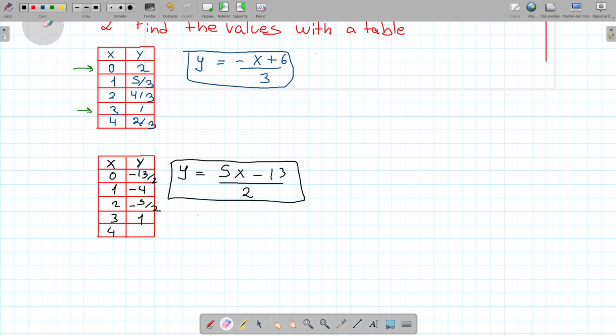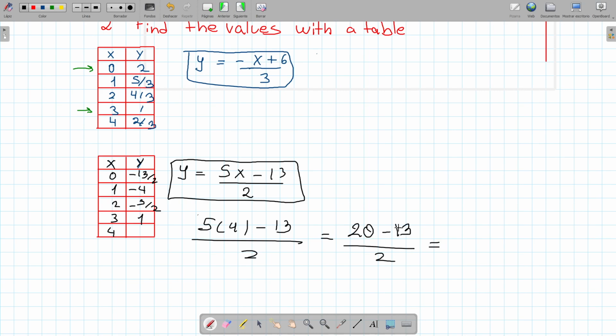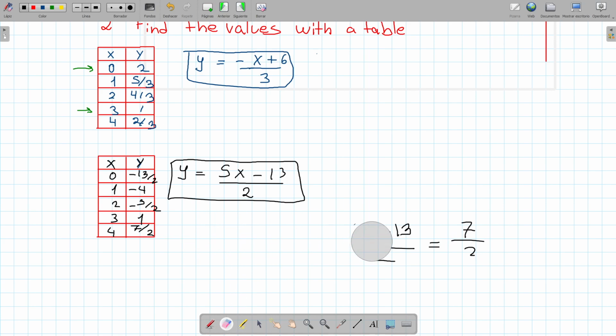Now, the last value I have is 4. 5 times 4 minus 13 divided by 2. 5 times 4 is 20, minus 13 is 7, over 2. So, now that we have all these values, we can work just with the whole numbers.